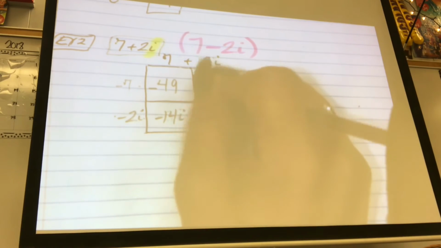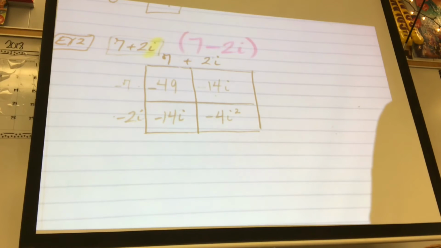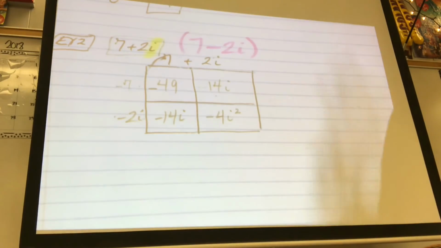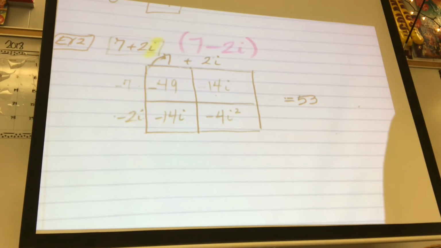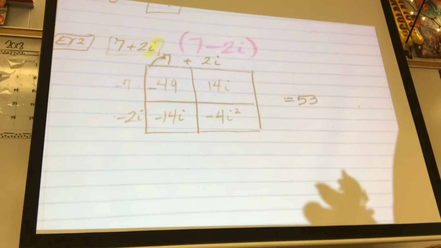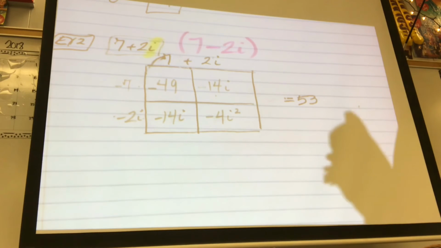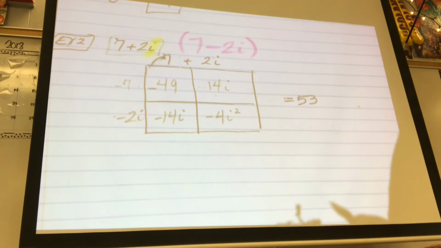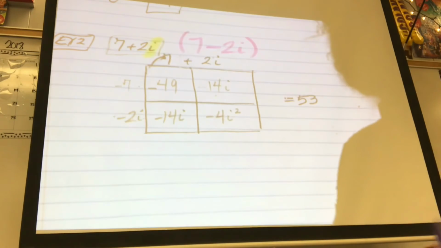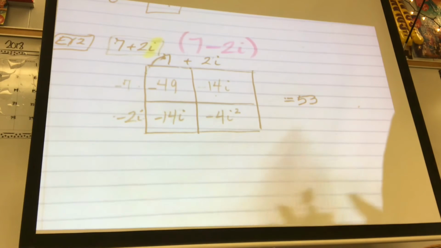I'll come get you if you're lost. Did I lose anybody? So now I found the conjugate. Now I don't need you to do this, but I want you to practice. The final answer should be 53 when you're done. Wait, Miss Riad, what happened to the i? Yeah, the whole point was to what? Get rid of the i. The whole point of the conjugate was to get rid of the i. So you shouldn't have any i's when you're done. Y'all with me?